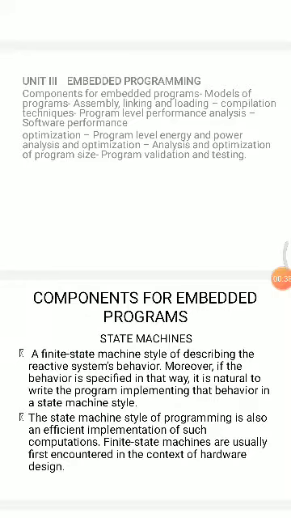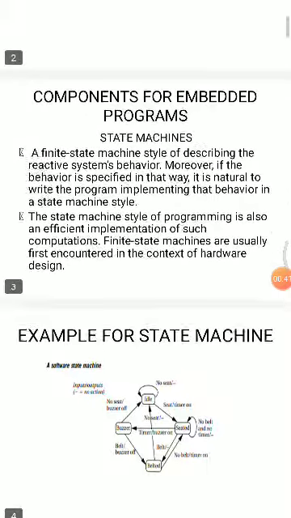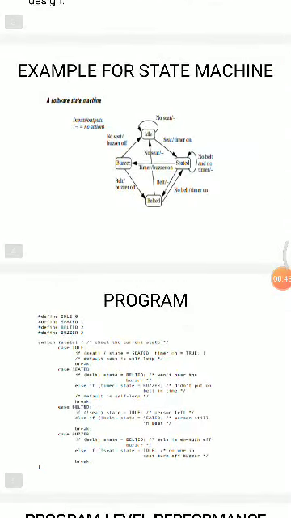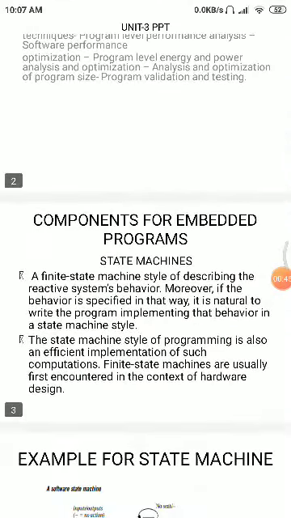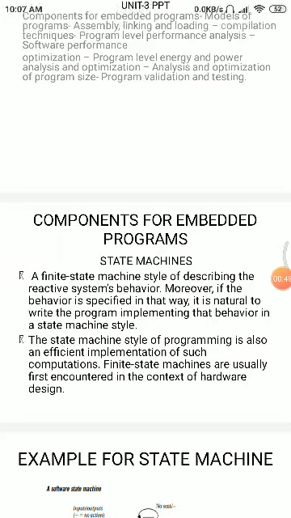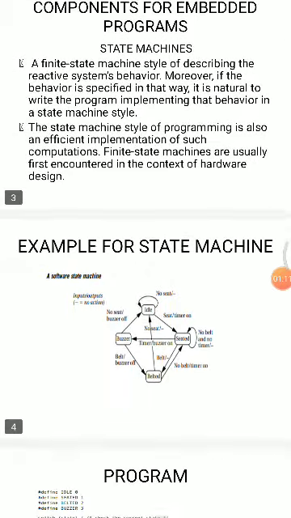The components of an embedded program consist of the state machine, the buffer and the queue. So these are all the components of embedded programs. A finite state machine is a style of describing the reactive system's behavior. Moreover, if the behavior is specified this way, it is natural to write the program implementing the behavior as a state machine cycle. The state machine style of programming is also an efficient implementation of such computations. Finite state machines are usually first encountered in the context of hardware design. So these are all the state machine examples.